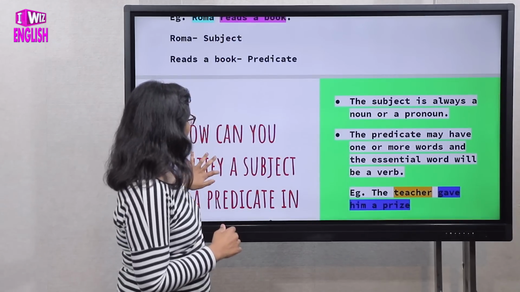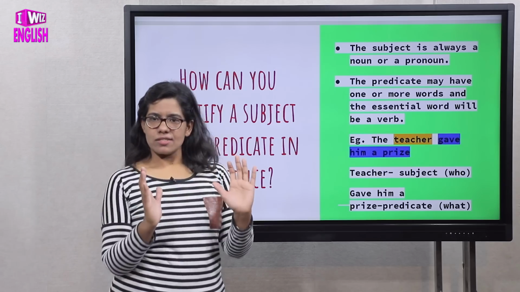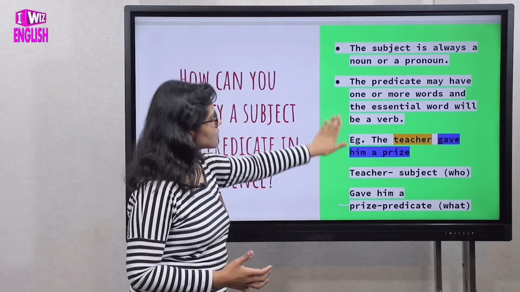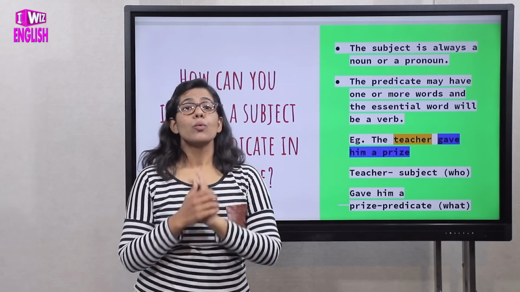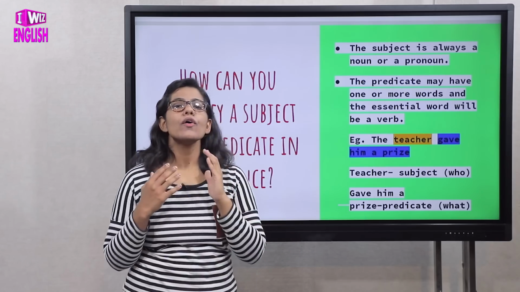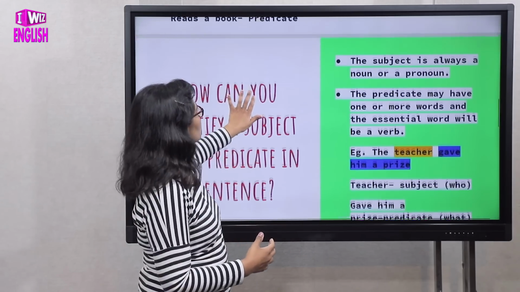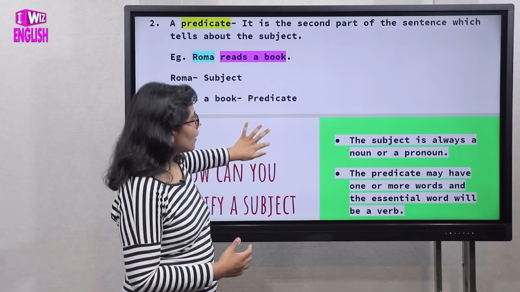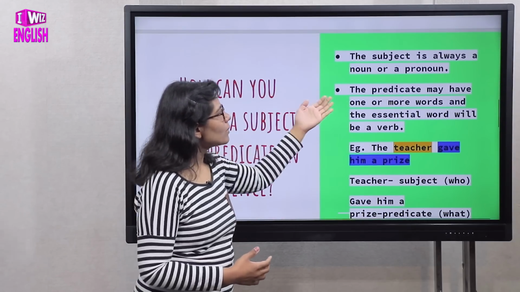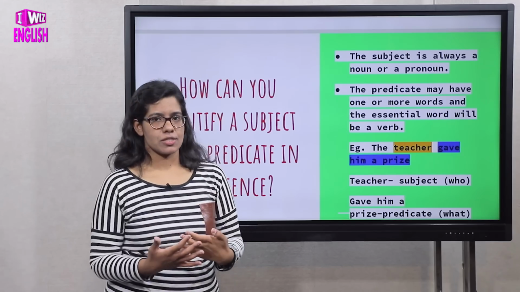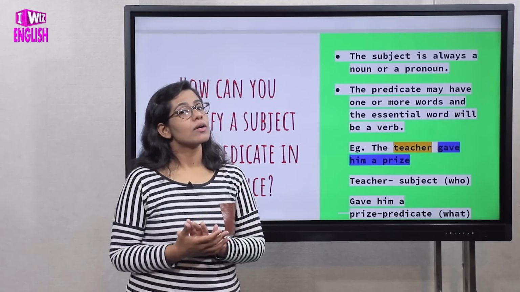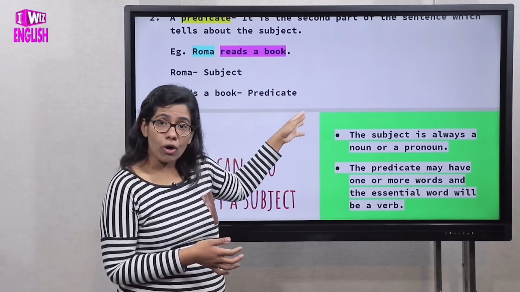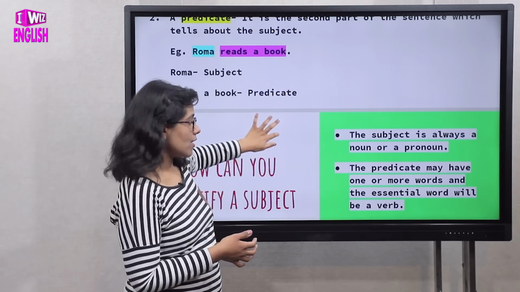Next, if you have a sentence, how will you know where the subject and where the predicate is? We have some pointers here. Your subject will always be a noun or a pronoun. In the previous example, we saw Roma. This is your noun, right? And a predicate will always have one or more words, and they can be a verb. In that example, what was Roma doing? She was reading a book. So that's your predicate because it has a verb, all right?